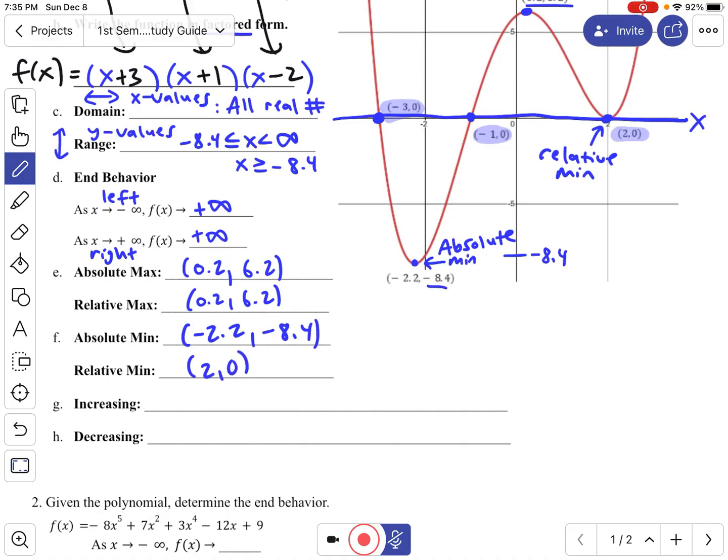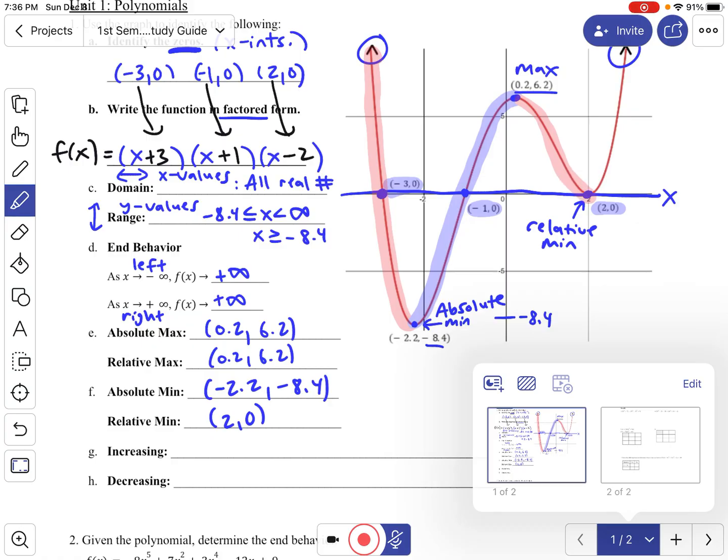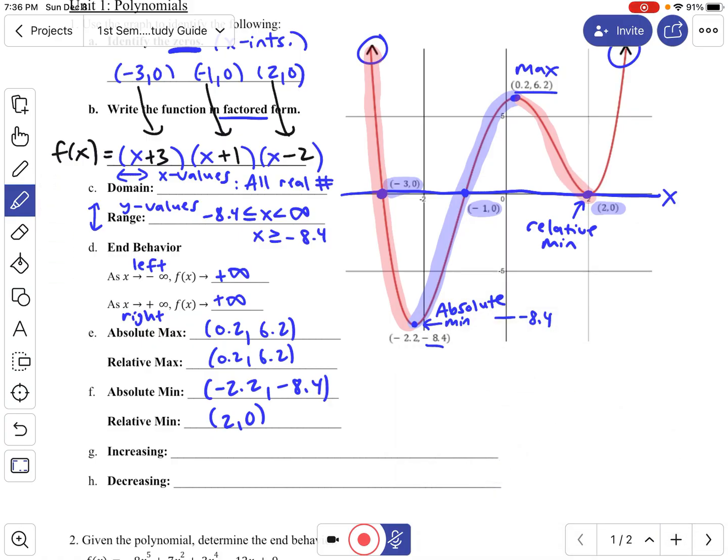Okay. So increasing would be from left to right, going up. And so if we're looking at this graph, it goes down, up, down, up. And so I'm going to go ahead and label the decreasing intervals in red. And then from left to right it goes up. So this would be an increasing interval. This would be another decreasing interval. And then finally the increasing.